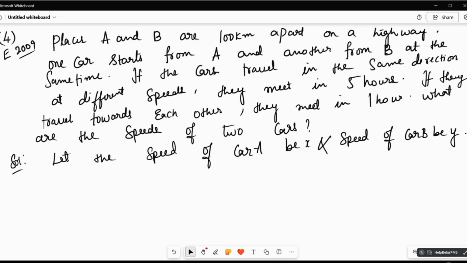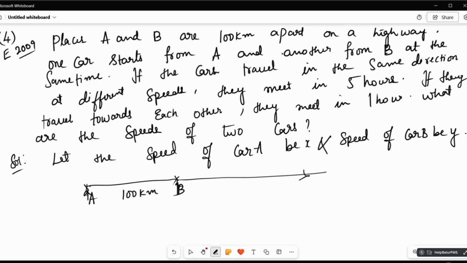Now read the question once. Places A and B are 100 kilometers apart on a highway. Okay, there is one place A and the other B. So they are 100 kilometers apart. One car starts from A, the other starts from B. They both move in the same direction. That is, think they are moving in the same direction.